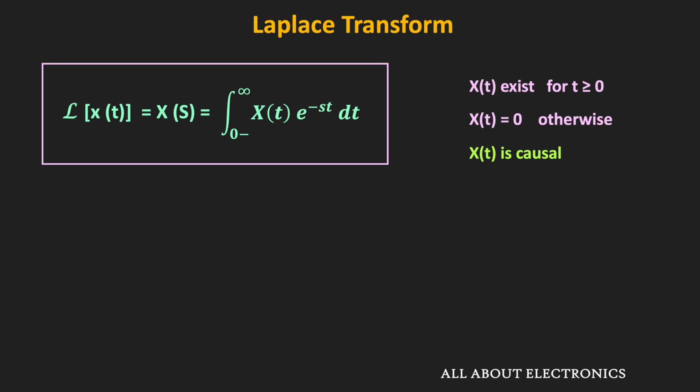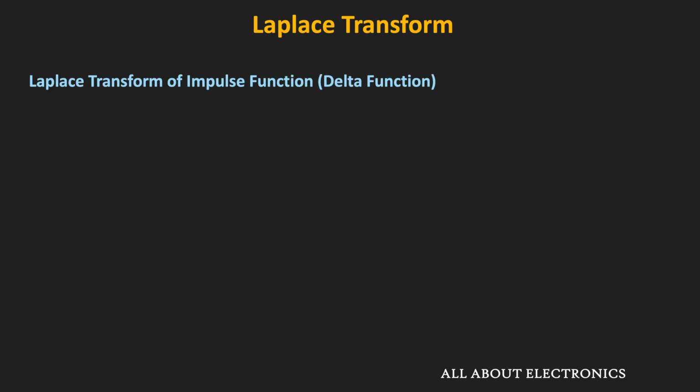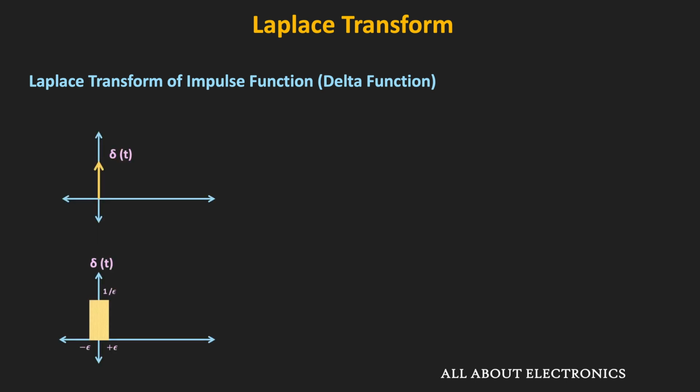So first, let us start with the impulse function and let us see the Laplace transform of this impulse function. But before we find the Laplace transform, first we should be aware of what the impulse function is. This impulse function is a very short duration pulse with a very high amplitude. And graphically, this is how it can be represented.